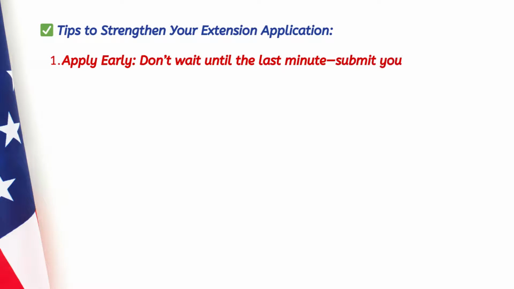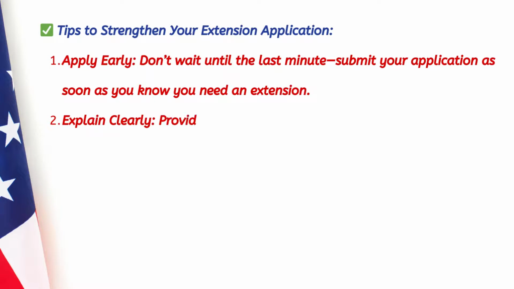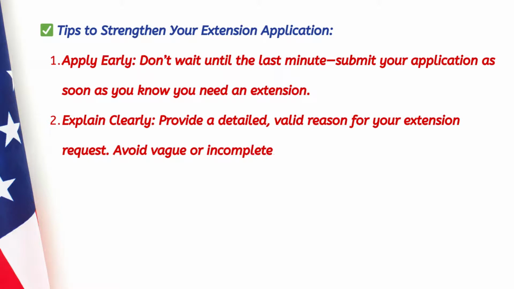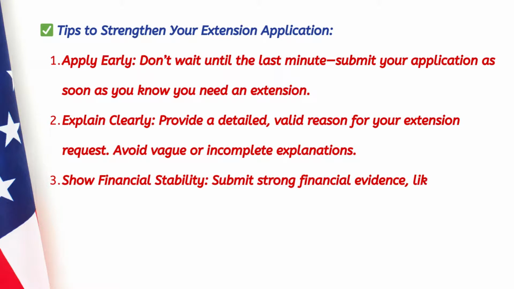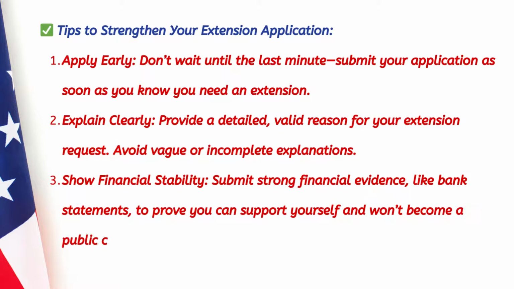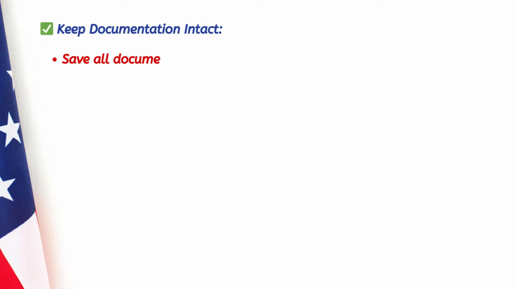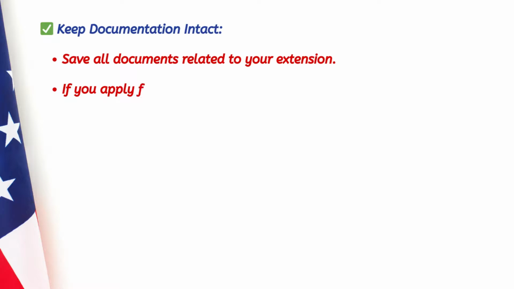Now friends, here are some pro tips for a successful application. Number 1, apply as early as possible, the moment you realize that there is a genuine need for you to request this extension. Number 2, clearly explain why you need the extension. Avoid vague reasons or reasons which cannot be substantiated with solid proof. Number 3, provide strong financial evidence to show that you won't become a public charge. And number 4, it's very important to keep all these documents organized and intact in one place.